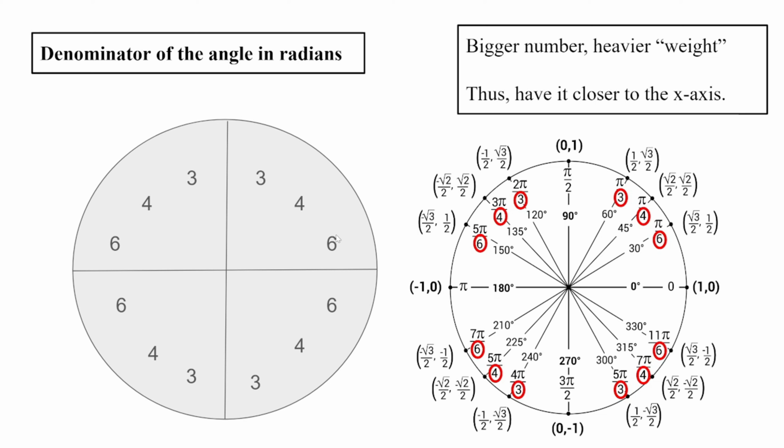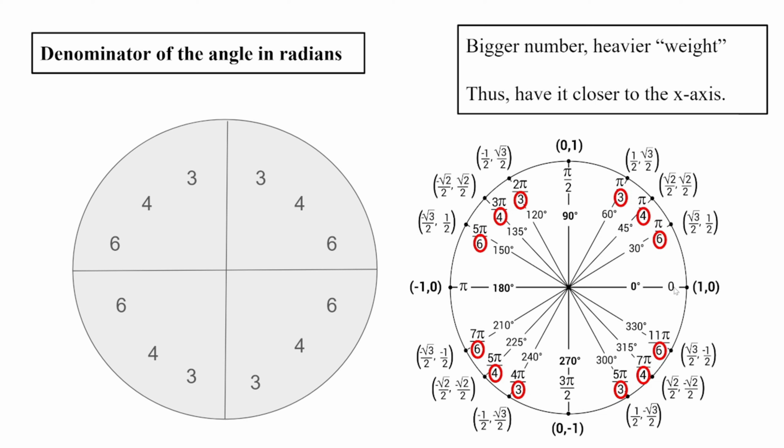Now what else? How can we see this? We see this unit circle right here. Check it out. Big number, 6. It's a bigger number, it's like gravity, it's pulling, it's the heavier one. It's closer to the x-axis. It's just how it works in my mind, but maybe it'll help you. So the 6 is closer to the x-axis, the 4 is a little less close, and the 3 is the furthest away. It's the same for every radian value.